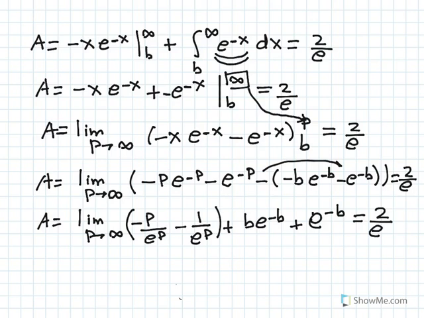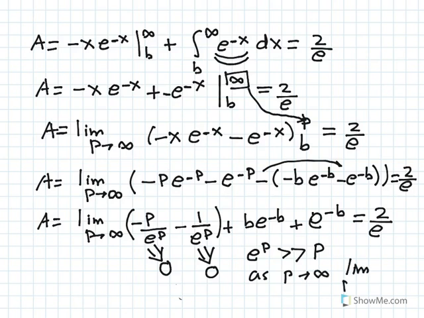Now, it's important to realize that this ratio, p over e to the p, approaches 0. Why is that? Also, this ratio, 1 over e to the p, as p goes to infinity, approaches 0. Why is that? Here's the reason. We know that the exponential function rises a lot faster than a linear function p. So therefore, as p goes to infinity, the limit of this ratio, p over e to the p, approaches 0.